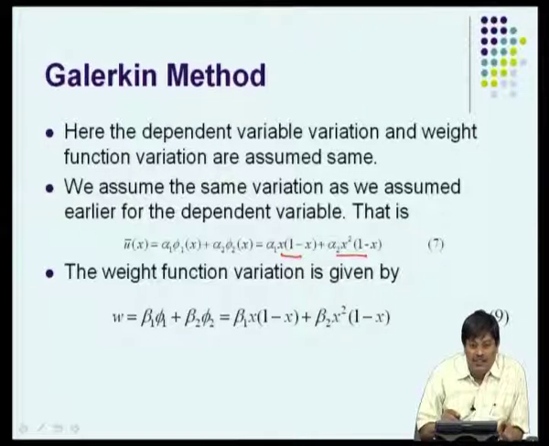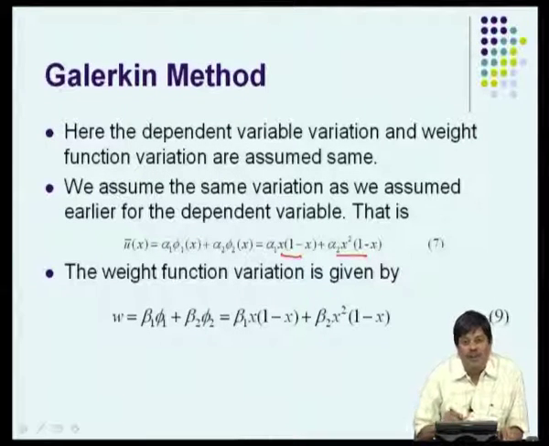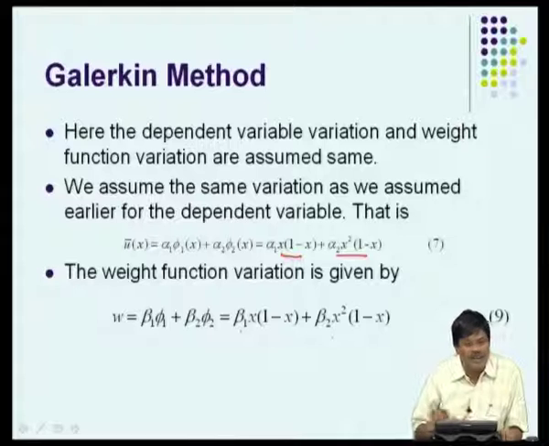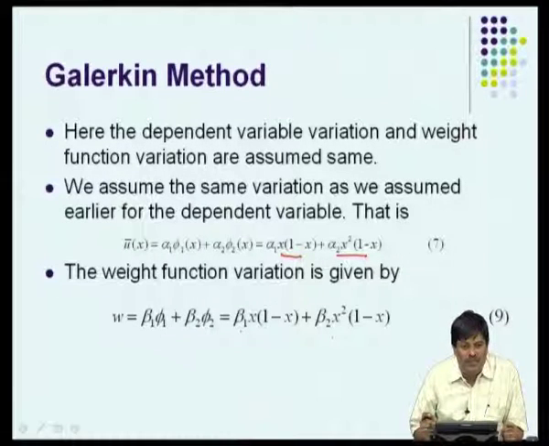So, instead of using a polynomial form of weight function, we use the same function with beta 1 and beta 2 attached to it instead of alpha. So, in the Galerkin method, both the weight function as well as the dependent variable variation satisfy the boundary conditions. This is not true in other methods. In other methods, there is no constraint that is placed on the weight function.